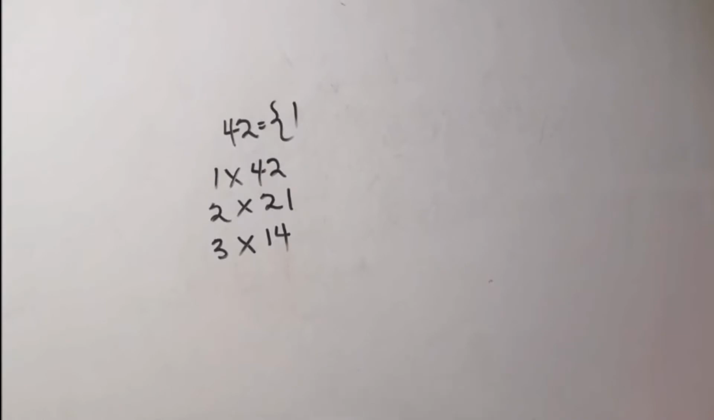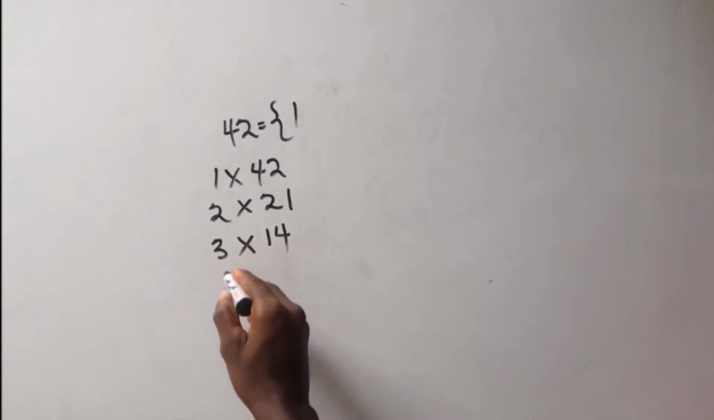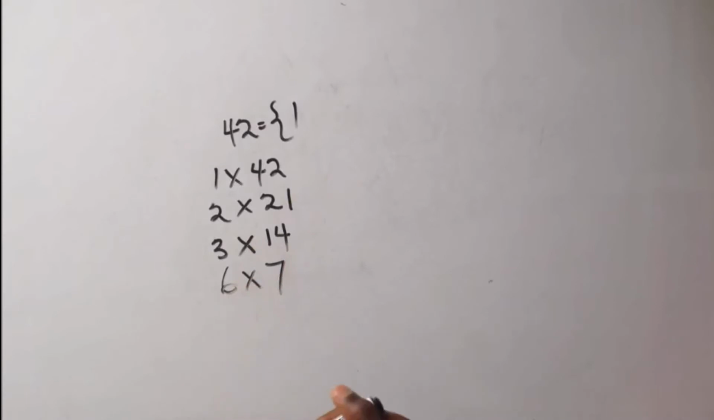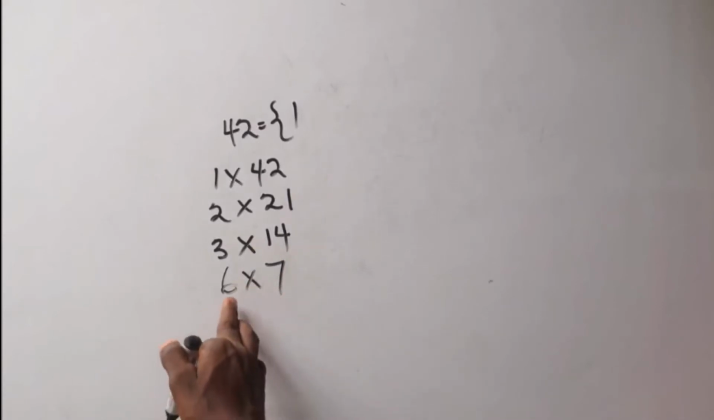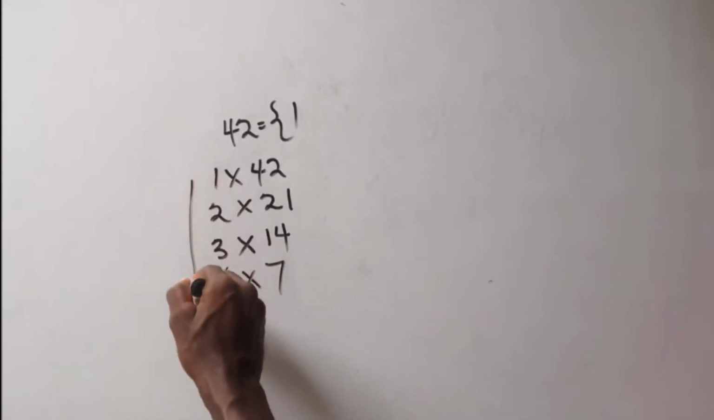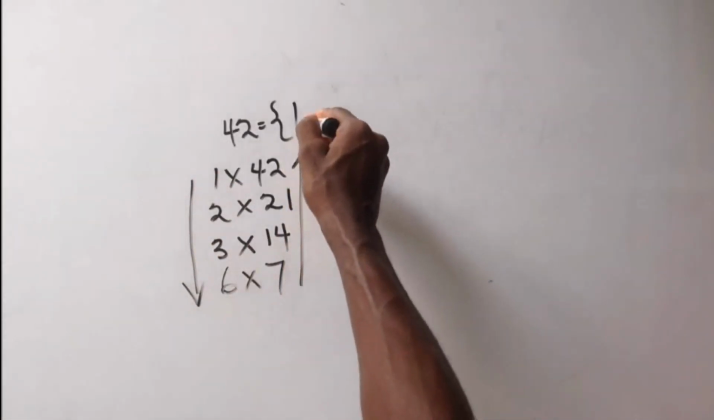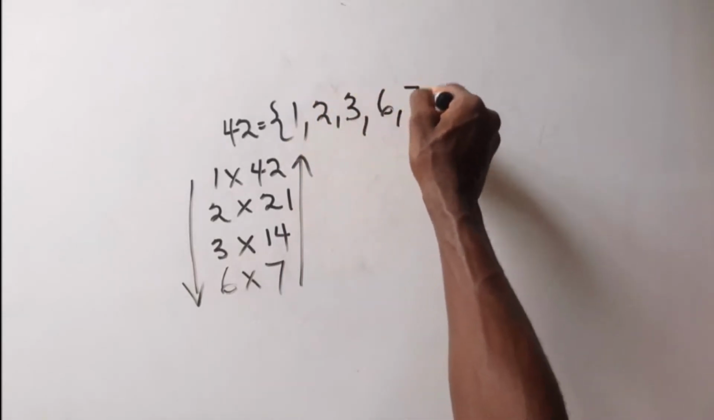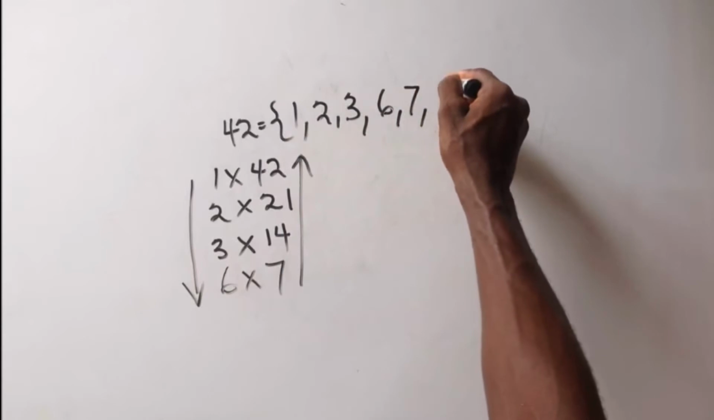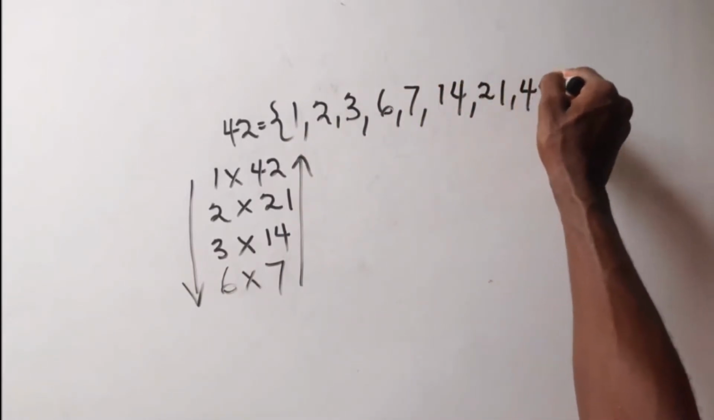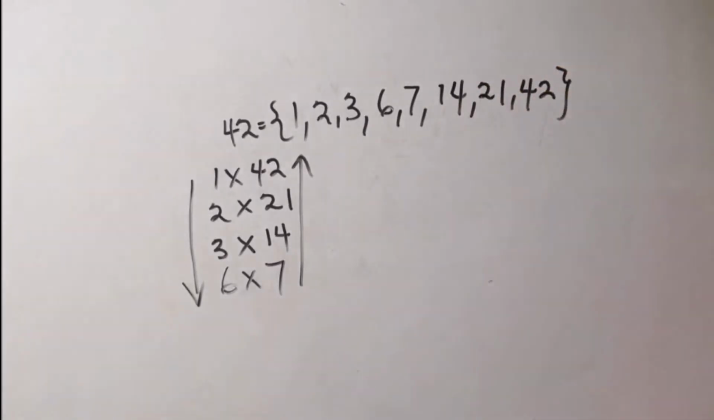5 is not a factor of 42 either. What about 6? Well, 6 is also a factor of 42. 6 times 7 gives us 42. And we can end here because there is no number between these two multiples. So here we have our factors of 42: 1, 2, 3, 6, 7, 14, 21, and 42. These are the factors of 42.